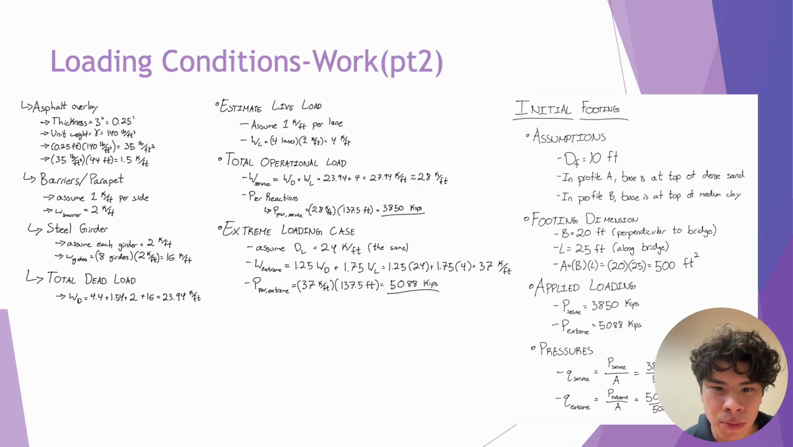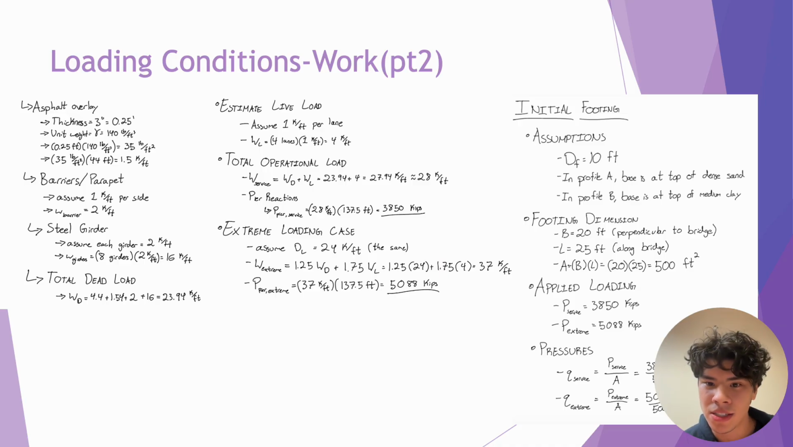For our pure reaction, we multiplied this number by the length of our span to get 3,850 kips. For our extreme loading case, we applied our load combination of 1.25 times the distributed dead load plus 1.75 times the distributed live load to get a total extreme loading case of 37 kips per feet. Multiplying by our span, we got 5,088 kips.